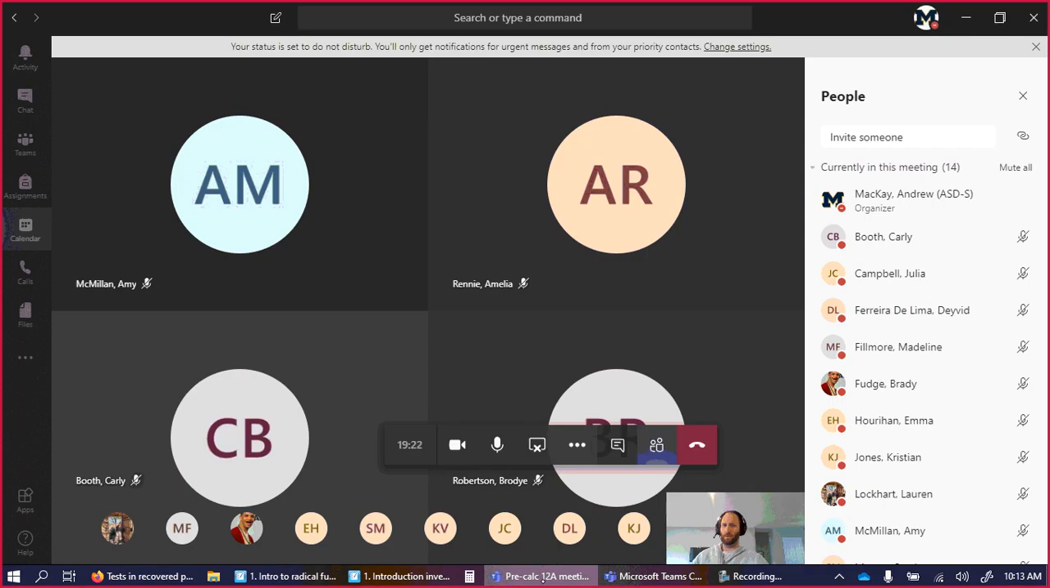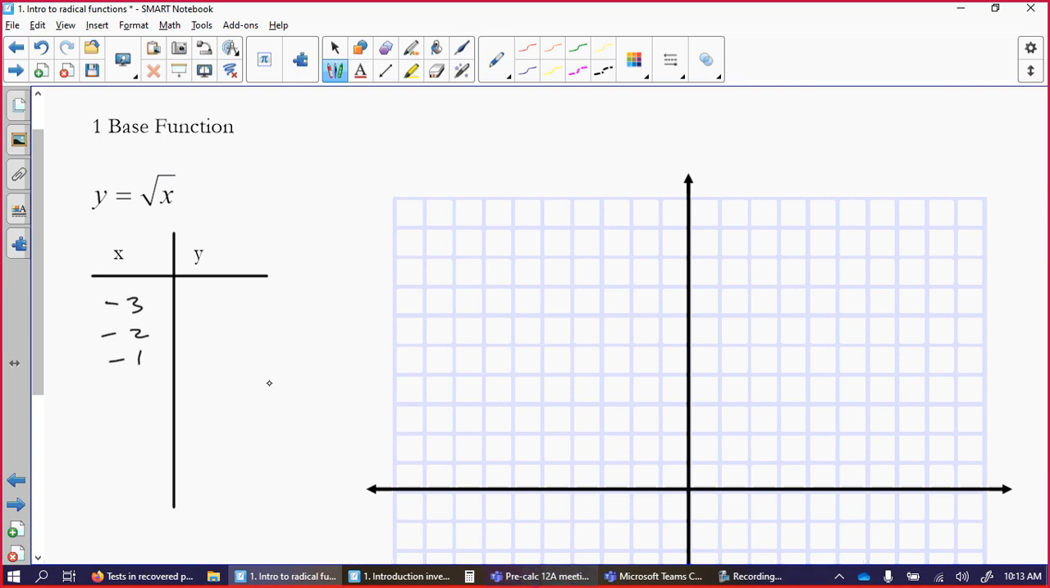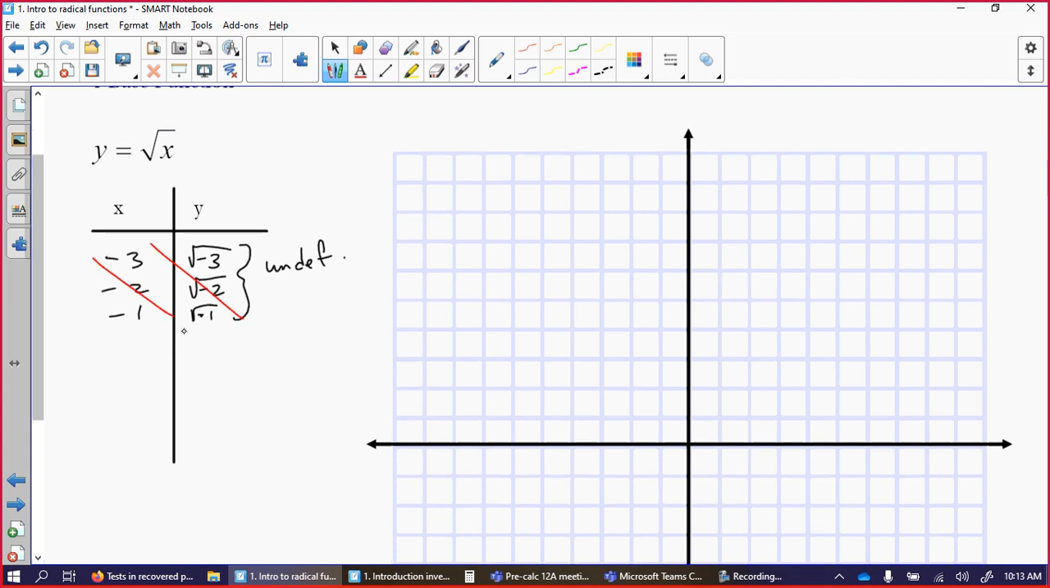This is where hopefully someone unmutes and says, can we take the square root of any of these? None of those are defined. We can't take the square root of a negative number, so all of that stuff is irrelevant. We don't care. So let's start our table of values at 0. If y equals the square root of x, what's the square root of 0? Well, that's easy. 0.